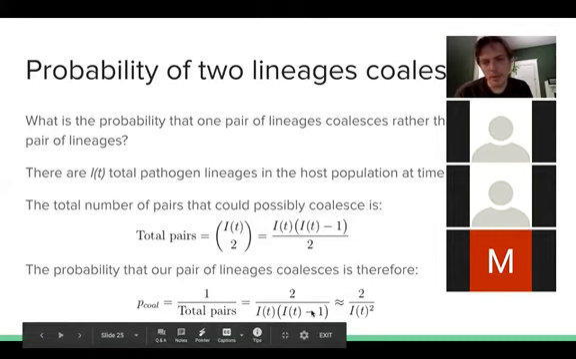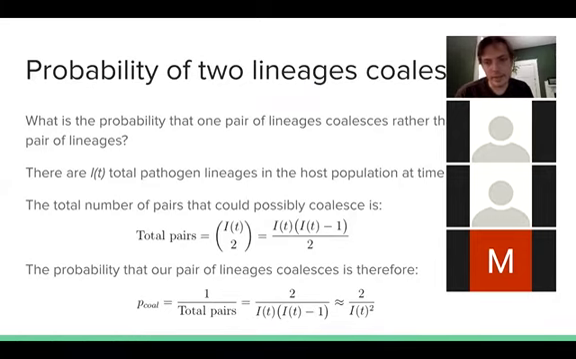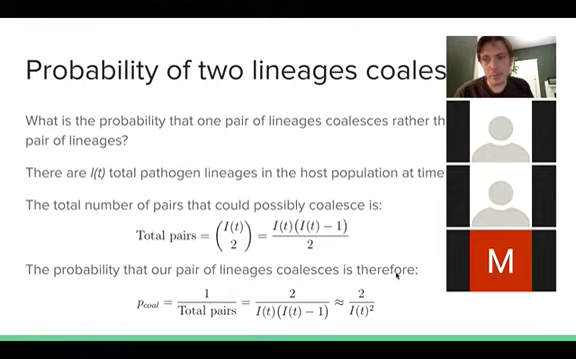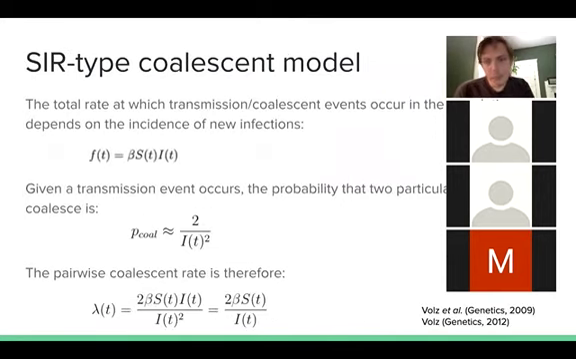But we almost always consider that the total infected population size is generally much greater than 1. In that case, we can approximate this term just by 2 divided by I raised to the second power, or I squared. So we have a simple expression for computing the probability of a pair of lineages coalescing in any particular transmission event. So we can then put everything together.